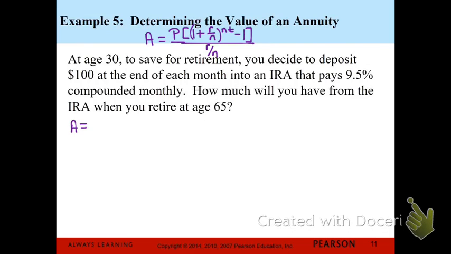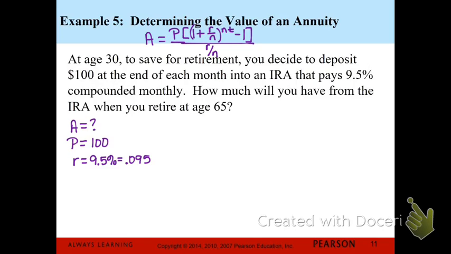Do I know A, the ending amount? No, that's what we're after. How much will you have when you retire? Do I know P? $100. That's the amount we're depositing each month, so $100. All right. R? 9.5%, which is what? 0.095. Good. I'm just going through my variables in the equation.